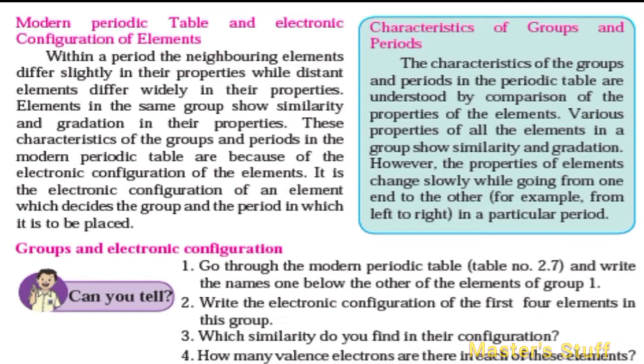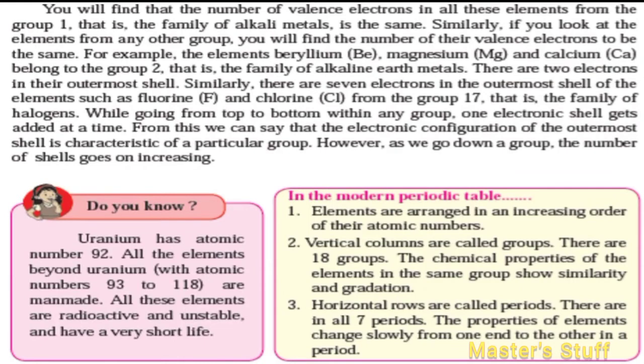The properties of the elements change slowly while going from one end to another, that is from left to right along the period. The elements in group 1 are called alkali metals. The valence electron of all the elements in this group is the same, that is 1. The elements of group 2 are called alkaline earth metals.